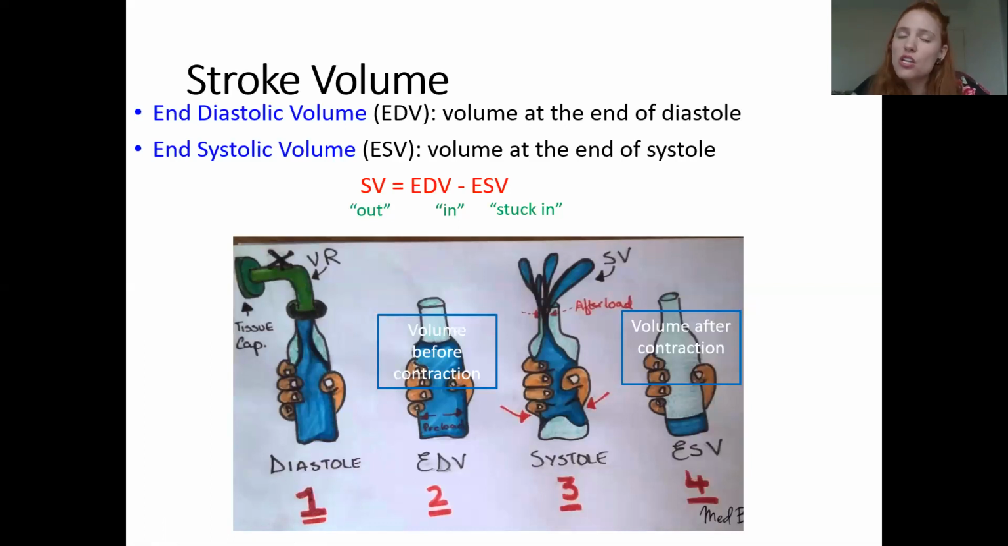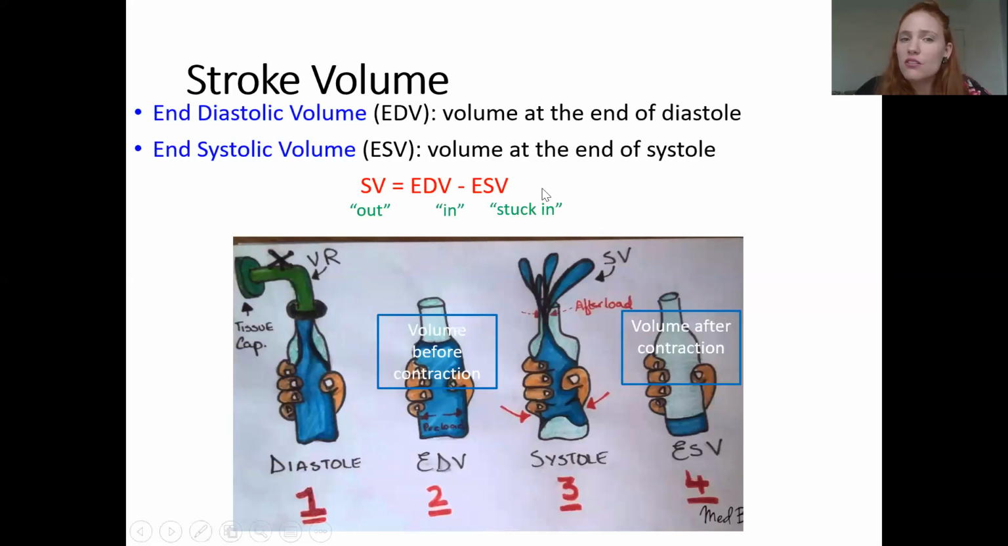Okay, and so here is the equation, but you shouldn't really need to memorize it. It should be logical to you, right? If more of the blood is stuck in, less will come out. If more went in the first place, more will come out. More in, more out. So if you increase end diastolic volume, you're going to increase stroke volume.